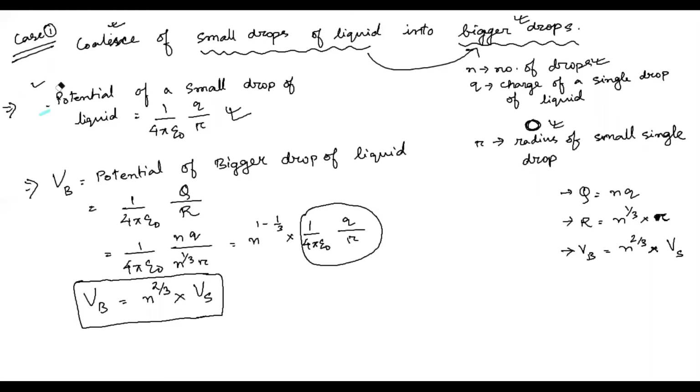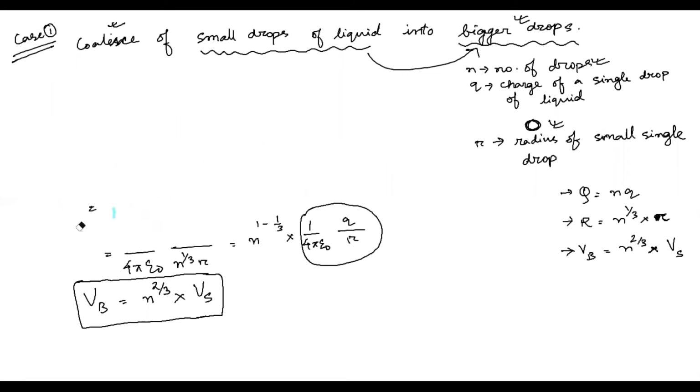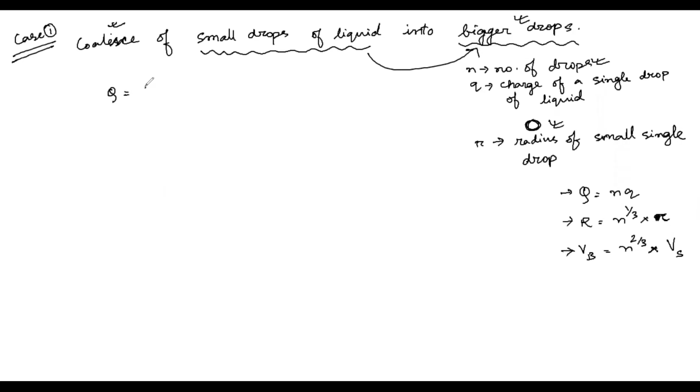And our last point is to find the capacitance value of that bigger drop. For that, we will use the relation between charge, capacitance, and potential. Then we will use this Q value and V value, and finally find the expression for the capacitance of the bigger drop. We have this relation, Q equals CV, which we have already studied. So the capacitance expression is Q by V.